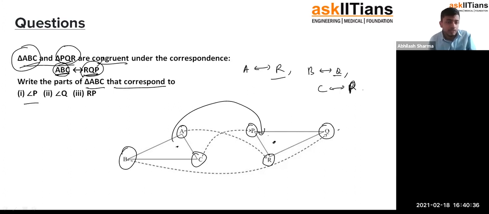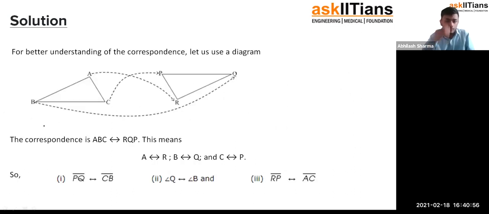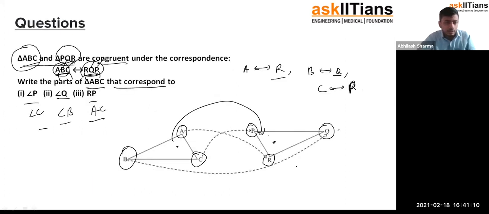Obviously angle P is the third letter here, so angle C. Angle Q will correspond to angle B only. And RP will correspond to AC: first and third letter, right? So that's what we are saying, RP will correspond to AC, and these angles as we have written here. Here we have a solution also: point A corresponds to R, B corresponds to Q, C corresponds to P. So PQ and CB, QR and RP is AC. So I think we have also written the same.